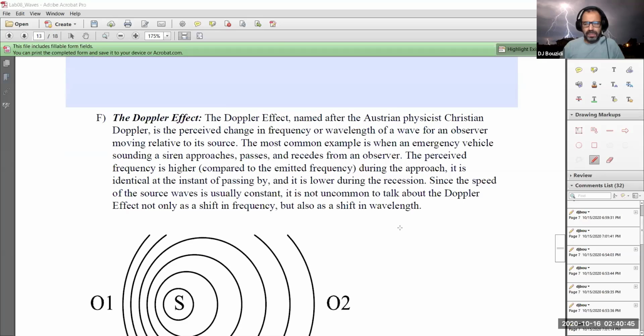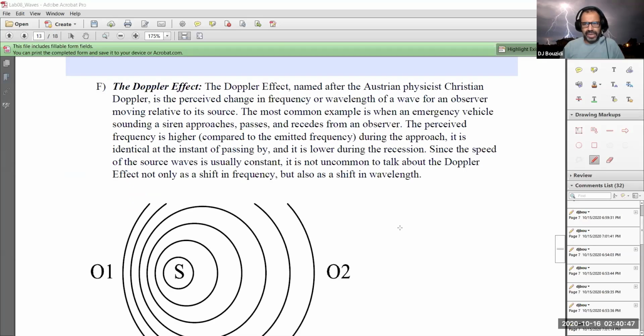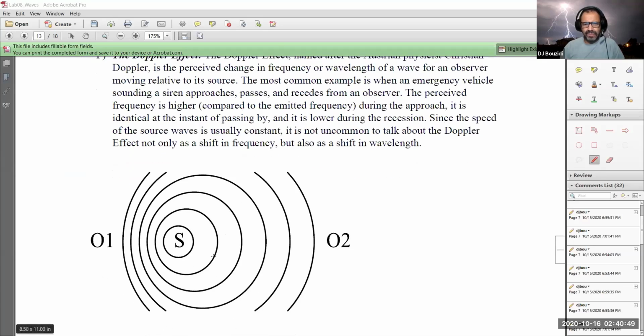Which brings us to the Doppler effect. The Doppler effect is a connection between a source wave, okay, and an observer. I have actually two observers in here, observer 1 and observer 2. The source is moving toward observer 1 and receding from observer 2. Wavelength in here appears longer, the distance between them is longer.